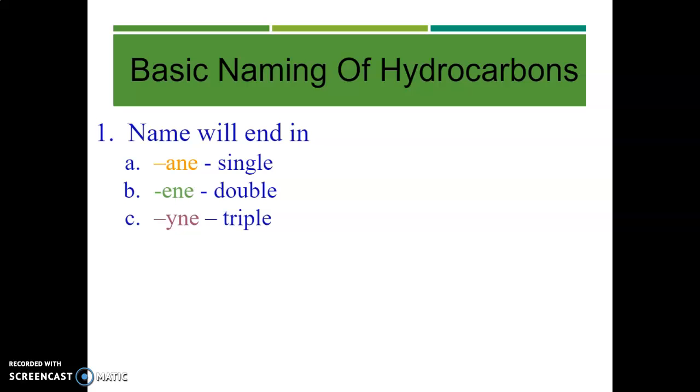You can either do it based on counting the hydrogens based on the carbons that are there, or you can have the structure there and just see that there's a double bond or a triple bond, or that they're all single bonds. It really just depends on how I provide that question, okay?